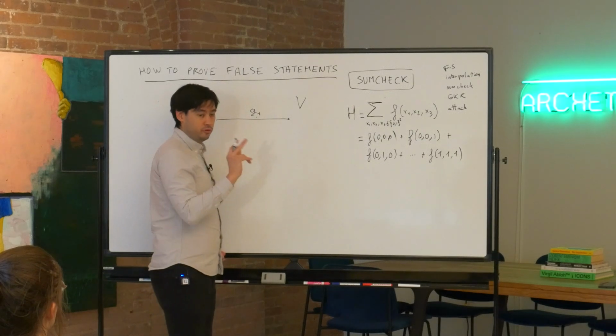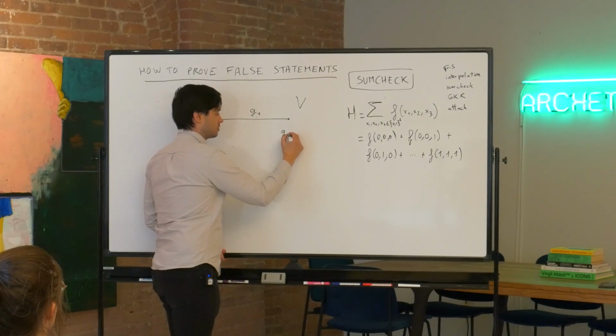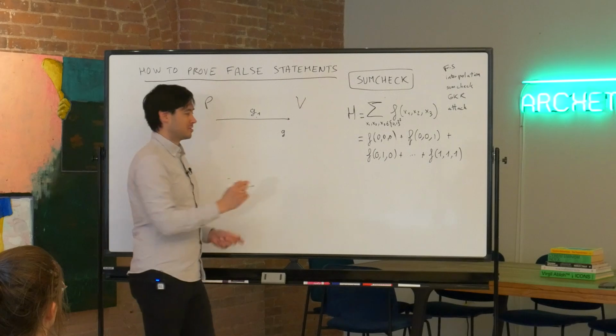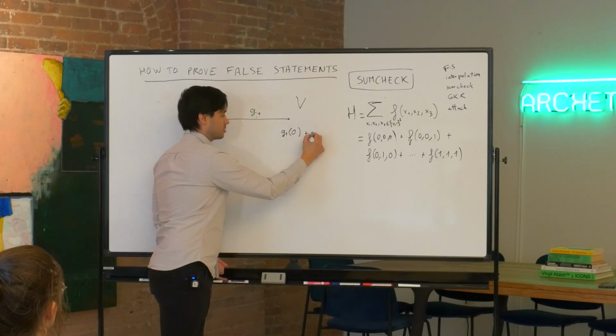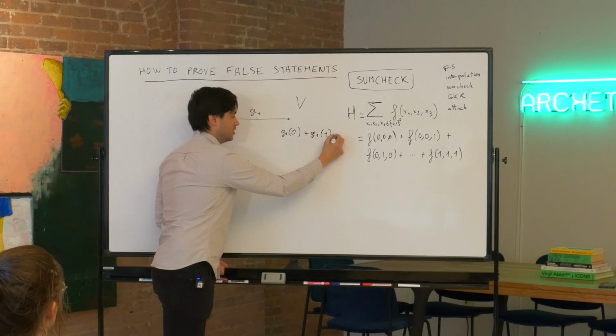And the verifier will do two things. They will check, well, actually, they will do one thing first. They will check if G1 of 0 plus G1 of 1 is equal to H.